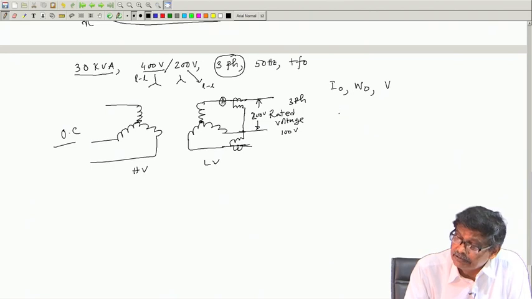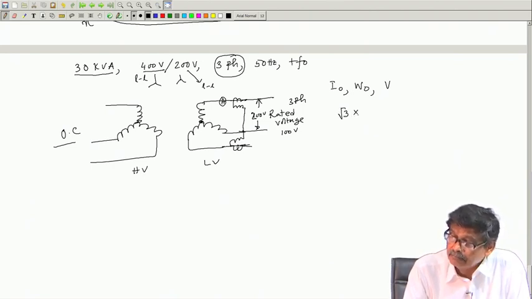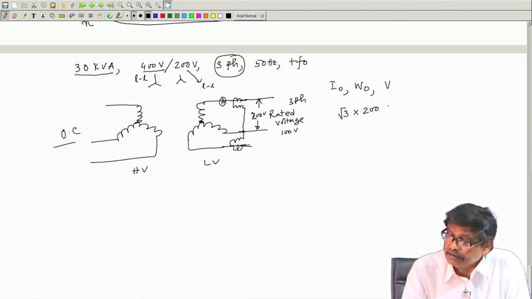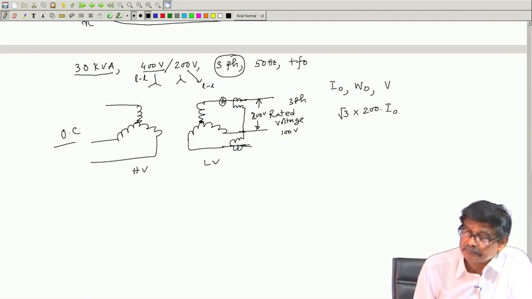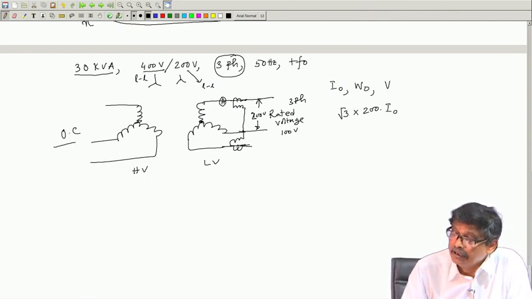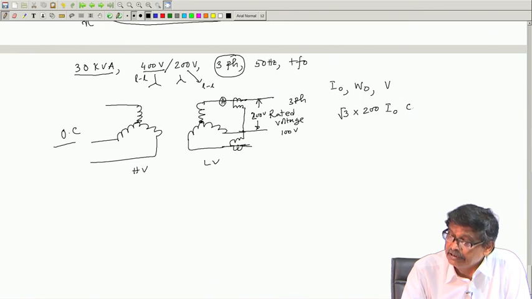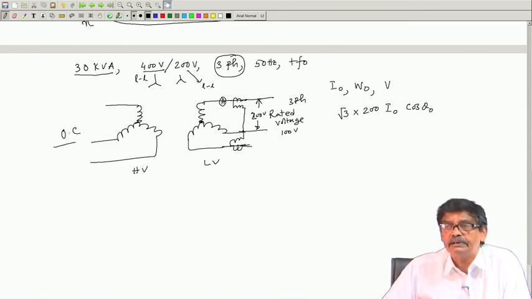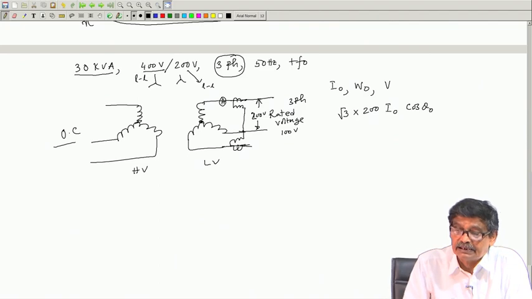How is it calculated? First thing is root 3 VLL, into the ammeter reading I naught, the no load current it will draw, into cosine theta naught. During the open circuit test only core loss matters. Copper loss we neglect because the no load current is very small, maybe 2 to 5% of the rated current.